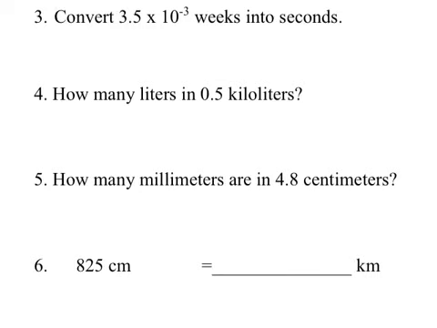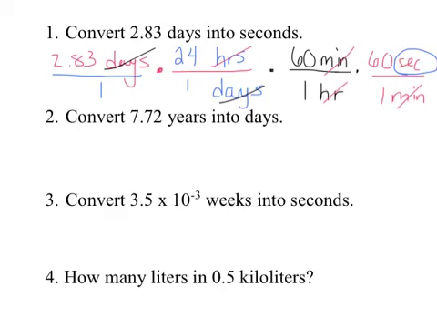Weeks into seconds. What did we do a minute ago? We converted what into seconds? So what's the only difference? How many days are in a week? 7. So these conversion factors, 24, 60, 60, those are going to remain the same, aren't they? But we're going to have a 7 in there now.